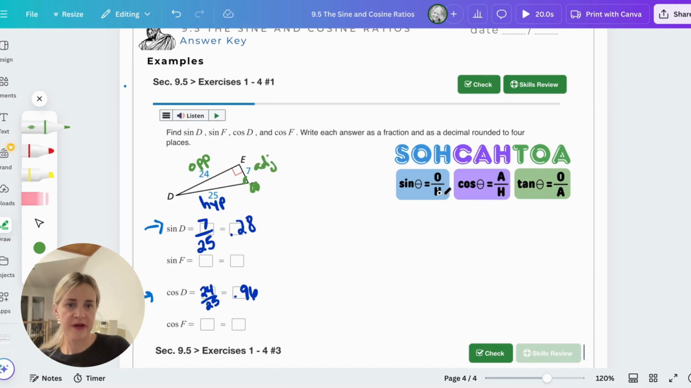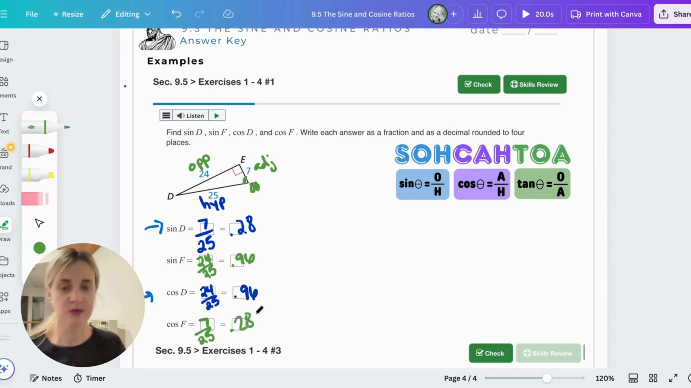So sine of angle F, sine is opposite over hypotenuse. So opposite is 24, hypotenuse is 25. That's going to be that one, and we know that one's 0.96. Okay, you can kind of see a pattern here. Cosine of angle F, cosine is adjacent over hypotenuse. So adjacent is 7, hypotenuse is 25, 7 over 25. That pattern, 0.28. What do you notice that happens? What do you compare about the two of those when you flip-flop them like that? That's all you had to do on that one.